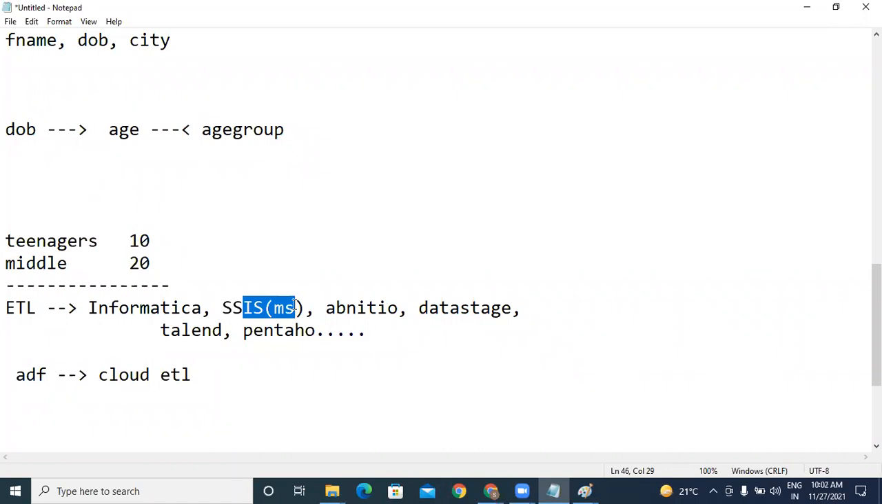What is the difference? What is the advantage I get if I go with the cloud ETL? Suppose for my organization, ETL is required. Microsoft is offering me two products. One is SSIS, second one is ADF. But I am choosing ADF. You are recommending me ADF. What benefits will I get if I go with ADF?